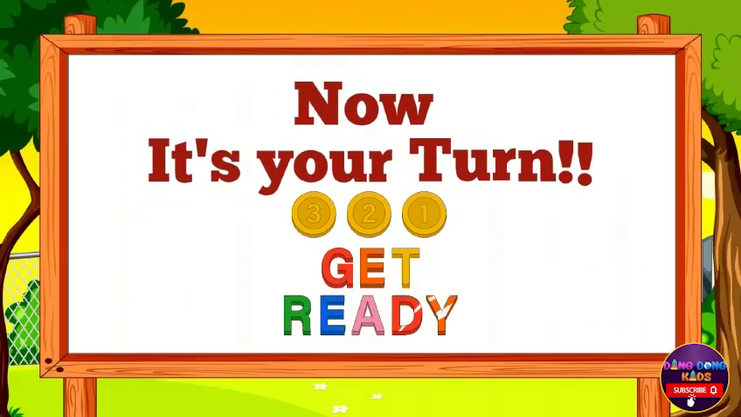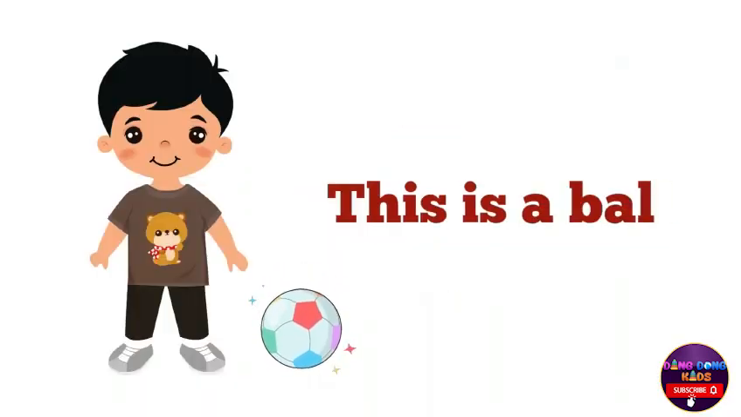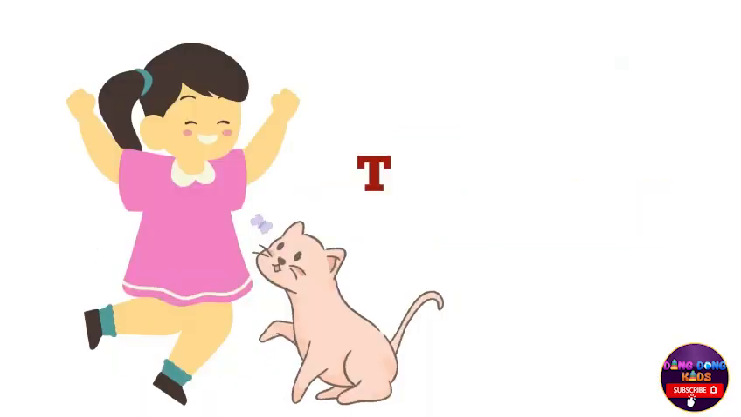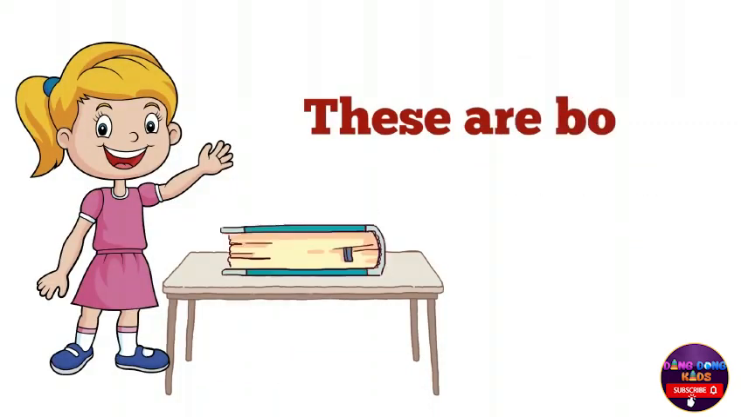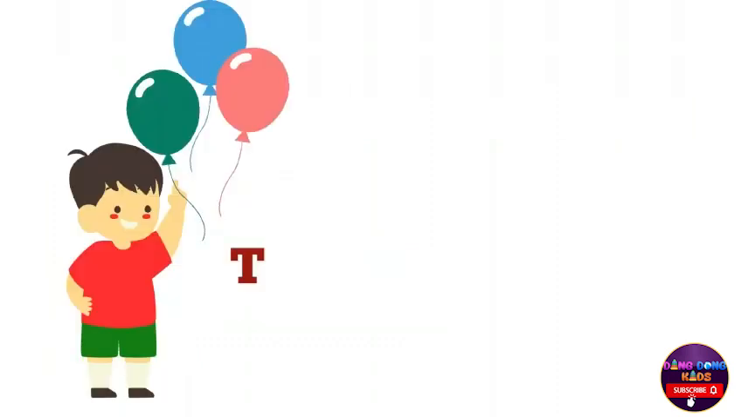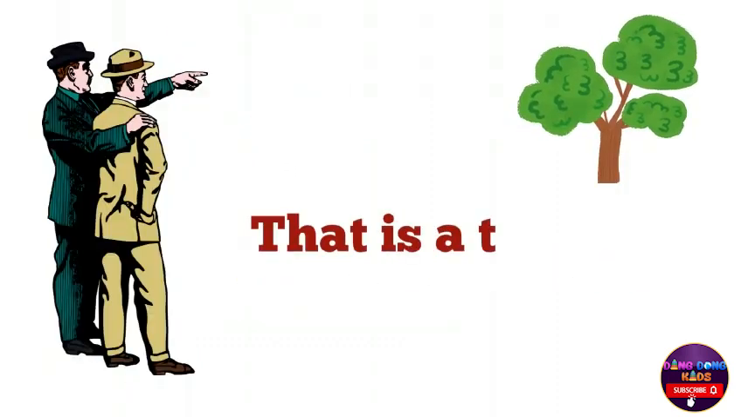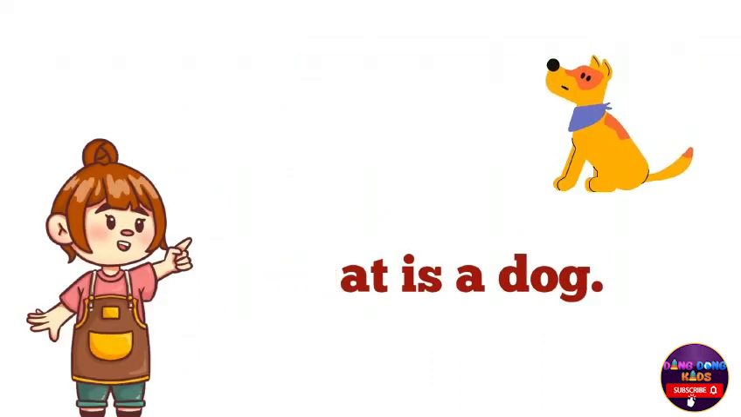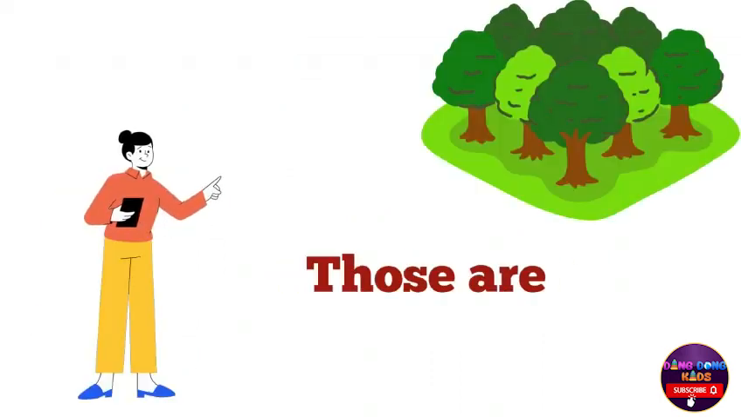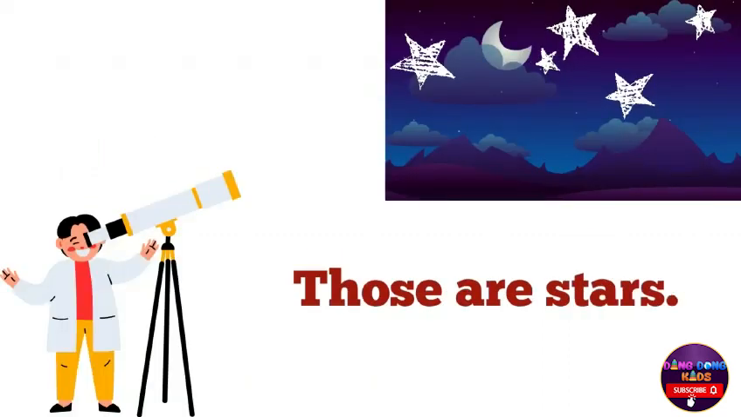Now it's your turn. 3, 2, 1, get ready. This is a ball. This is a cat. These are books. These are balloons. That is a tree. That is a dog. Those are trees. Those are stars.